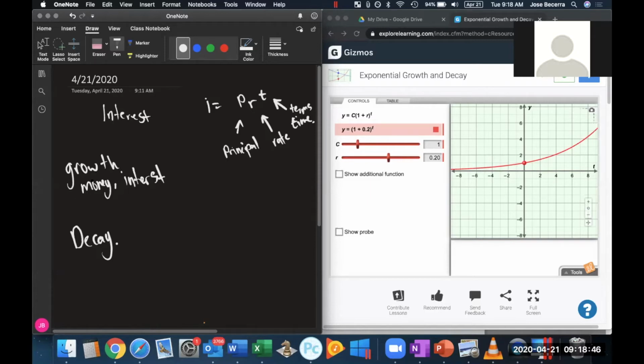Another example of exponential growth is infections. So when something is infected, or there's an infectious disease going around, it's actually going to grow exponentially, because one person will infect two people, and those two people will infect another two people, and so on and so forth, and that grows.